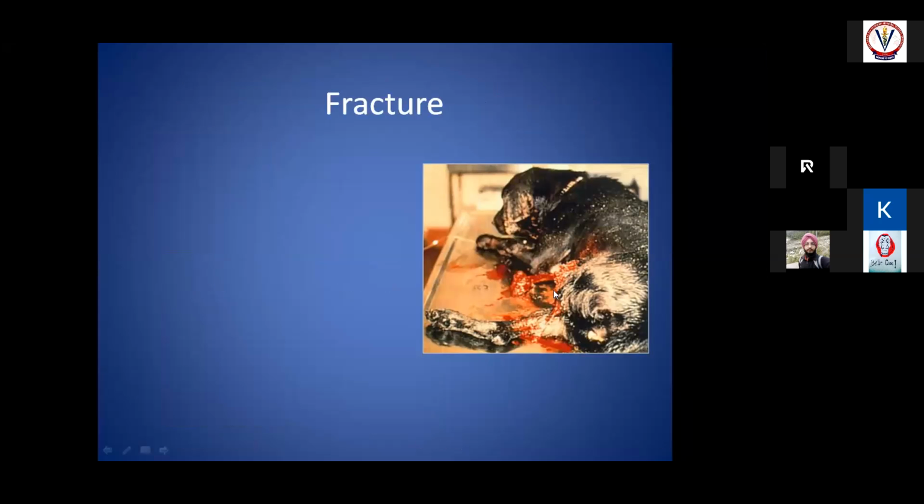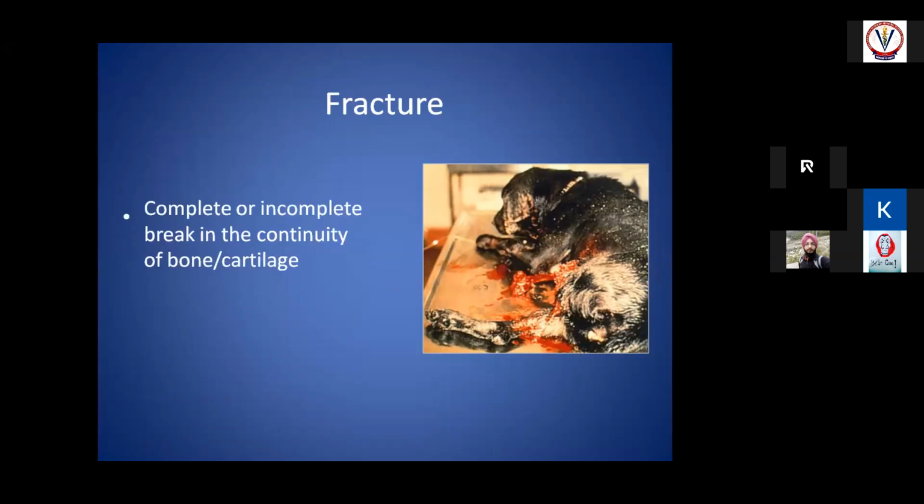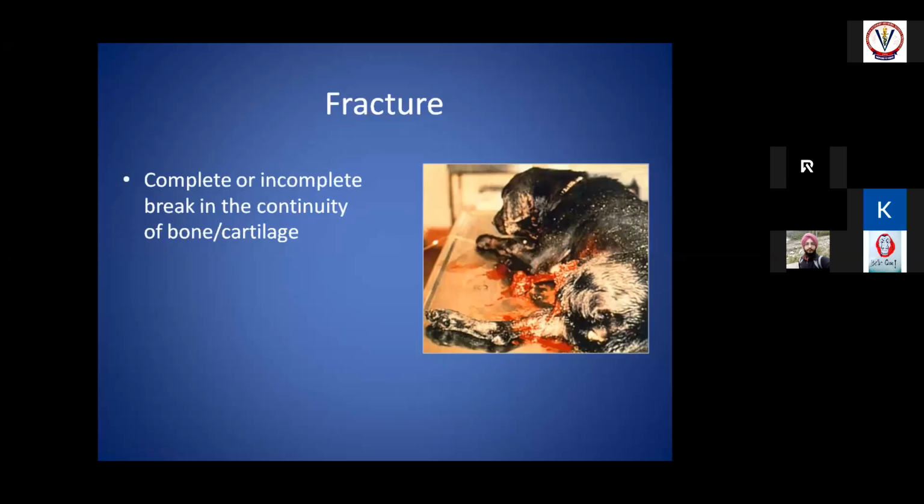We find such very bad fractures a majority of times in automobile accidents. They result in high energy trauma, and a fracture can be a complete or incomplete break in the continuity of the bone or a cartilage. This is how we describe a fracture, and it usually results in compromise of locomotion, and locomotion compromise is a very pathetic situation in the life of an animal.